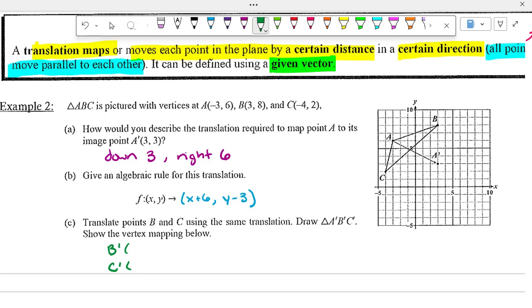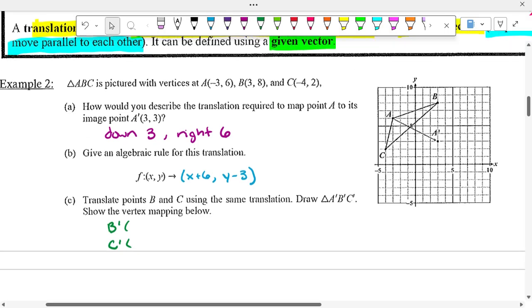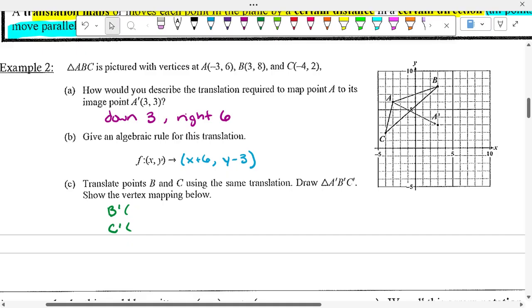Double check. So once you find it, graph it. Once you graph it, find it. Check which way you did it.